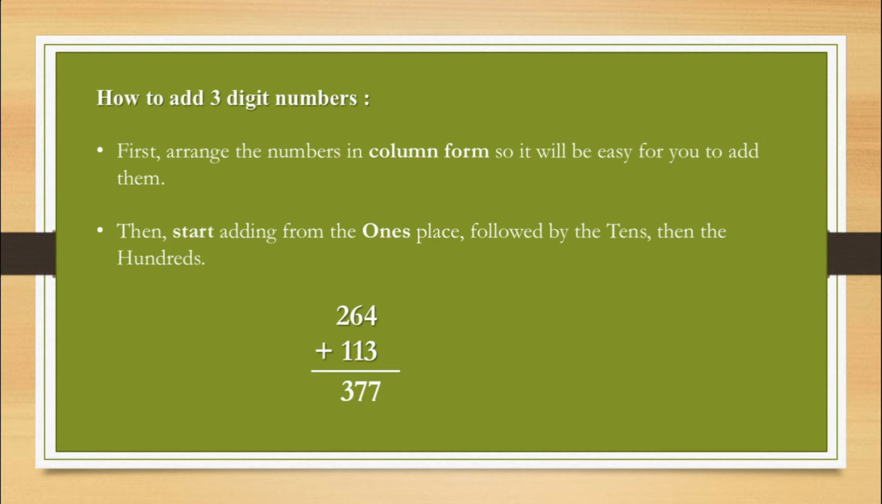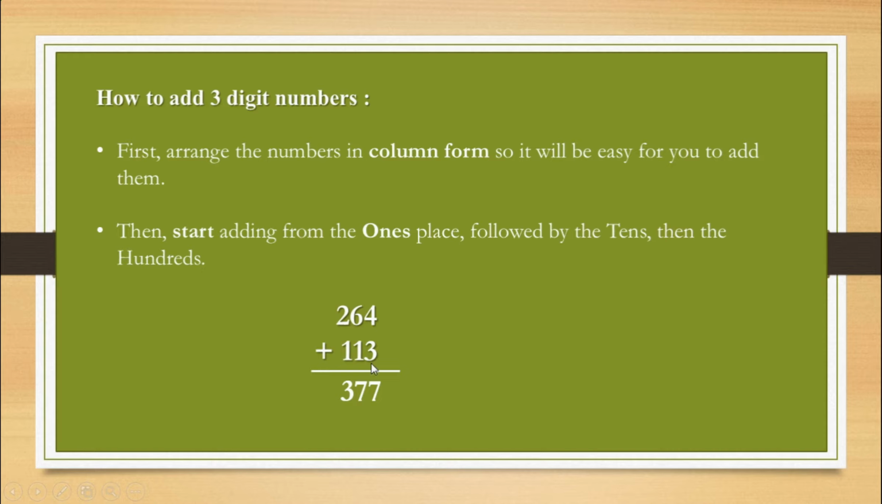We will see how to add 3-digit numbers. First, arrange the numbers in column form so it will be easy for you to add them. Now this is in column form. Then start adding from ones place followed by tens and then hundreds. This is ones place, this is tens place and this is hundreds place. So we will start adding from this.